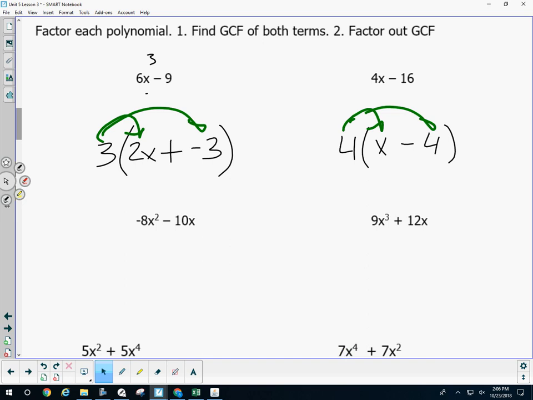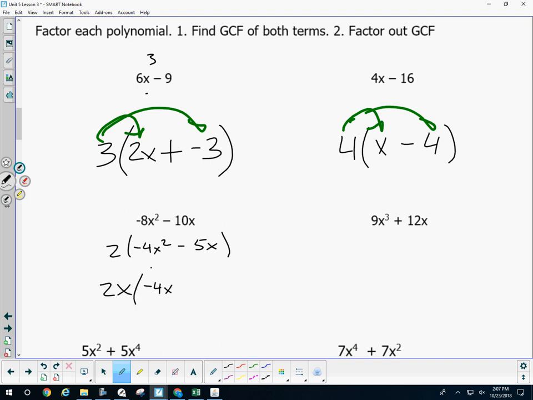Now, I'm going to show you something. I'm going to just pull out 2. And I get negative 4x squared minus 5x. Is this a factored form? Sure. But when we factor, we can always think, can I pull out more? Is there more that can come out of here? Do these two terms still share something? What do they share? An x. So maybe let's pull that x out as well.